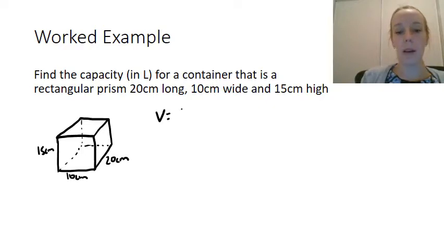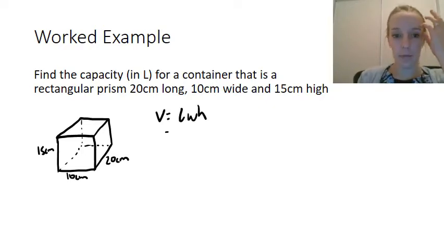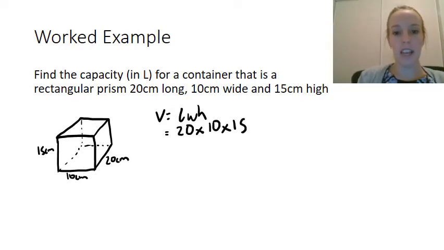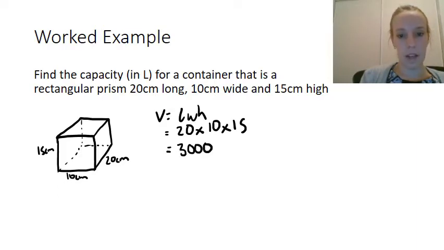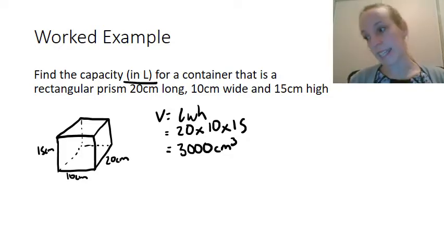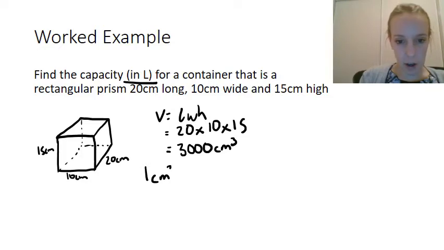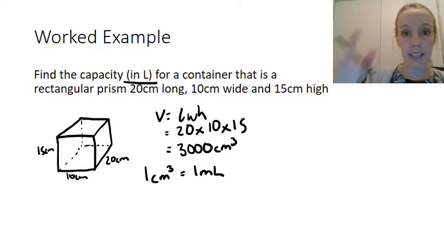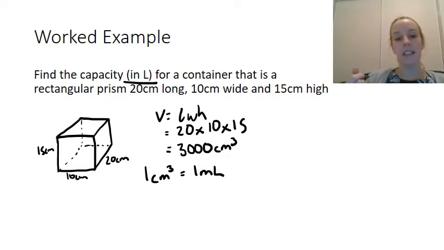So our volume equals our length times width times height. That's 20 times 10 times 15. So type that into our calculators. 20 times 10 times 15. That's 3,000 centimetres cubed. Now, it's asking us to work out the capacity in litres. We know that 1 centimetre cubed equals 1 milliliter. So from there we can work out the amount of milliliters that this shape would hold. It's 3,000 centimeters cubed.